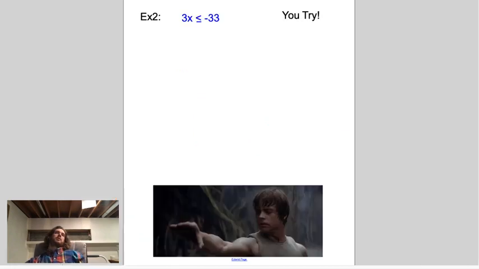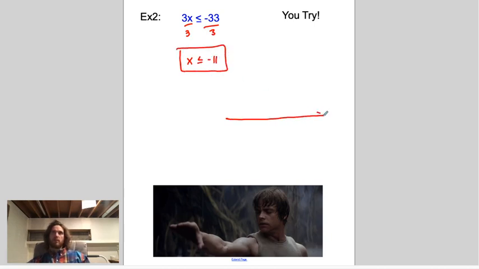Let's keep going. You can try this one, try and do it on your own, try and solve it, try and graph it, and then I'm going to solve it. So here we go. Divide both sides by 3. I divided by a positive, not a negative, so I don't have to change the direction. 3's cancel and you get x is less than or equal to -11. That's my solution.